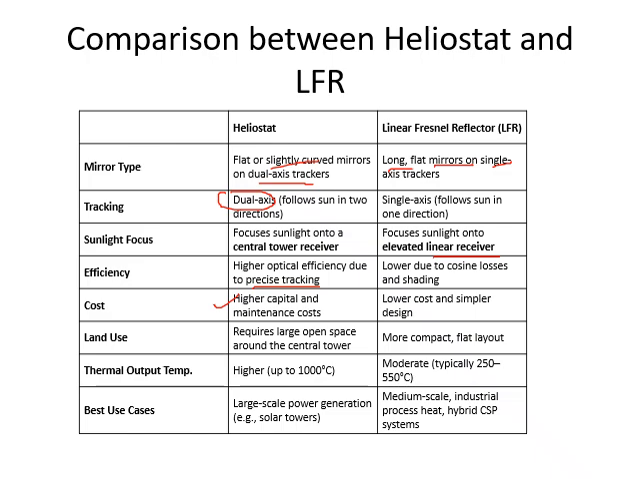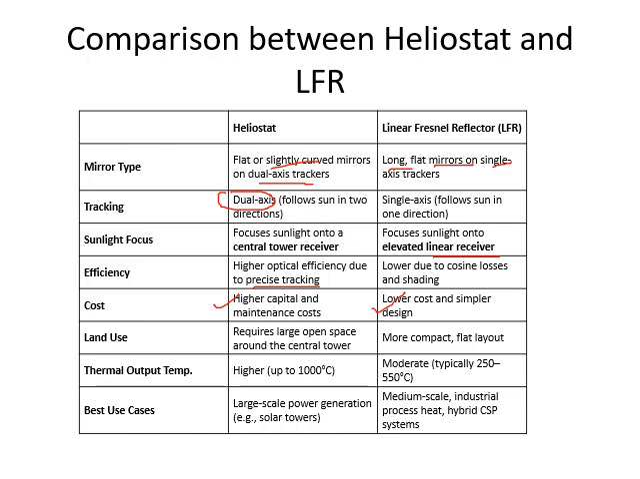And for linear Fresnel reflector, since we are not bothering about dual axis tracking, plus they are all very long Fresnel mirrors, just flat mirrors, it's lower cost and simpler design. Land use: heliostat requires larger open space, and linear Fresnel reflector requires a more compact layout. And temperature wise, heliostat gives us the higher temperature, definitely high efficiency, and a linear Fresnel reflector gives us a moderate, typically 250 to 550 degrees Celsius.